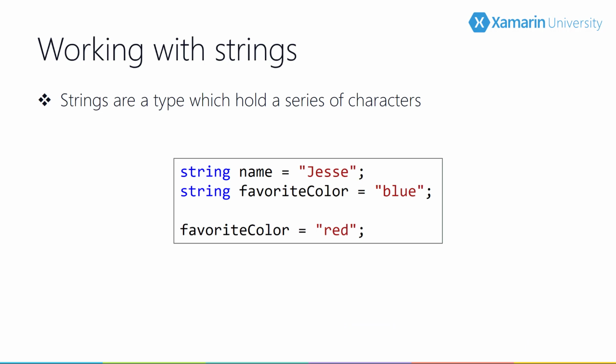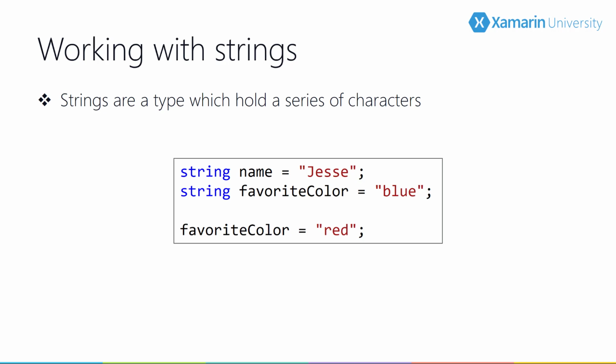Another very common data type is a string. A string is basically a sequence of characters. So you can see two variables here. We have string name equals Jesse in double quotes. We use double quotes for strings to indicate that they are text and that the compiler should ignore them and just treat them as text. That's it. We have another variable called favorite color that's being assigned the value blue.